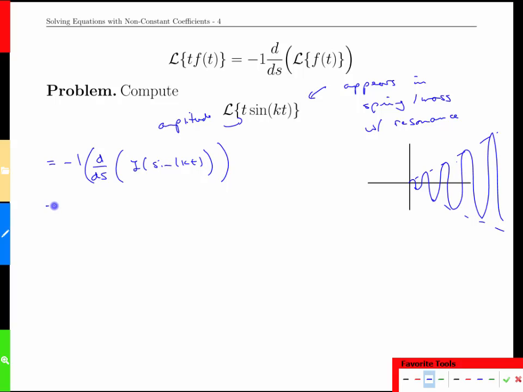So lots of brackets here. So the first thing we do is work our way out from the inside, and we take the Laplace transform of sine of kt. Leave the negative 1, leave this derivative. The Laplace transform of sine of kt is in the table. It's k over s squared plus k squared. Then we can apply the derivative to that.